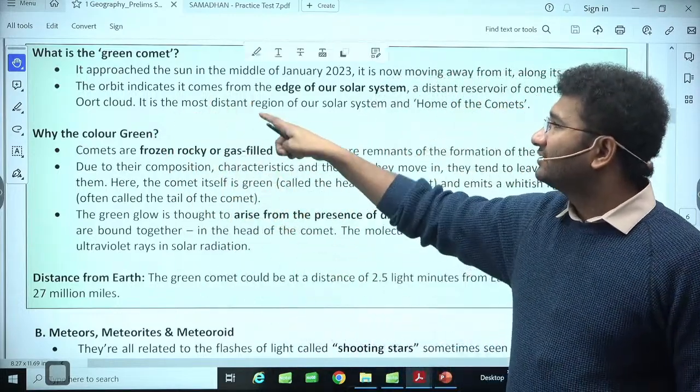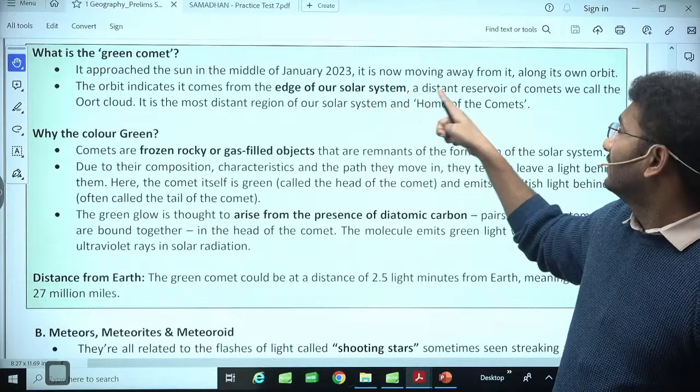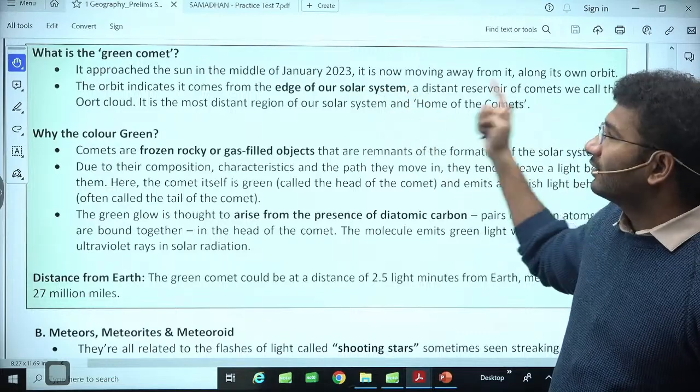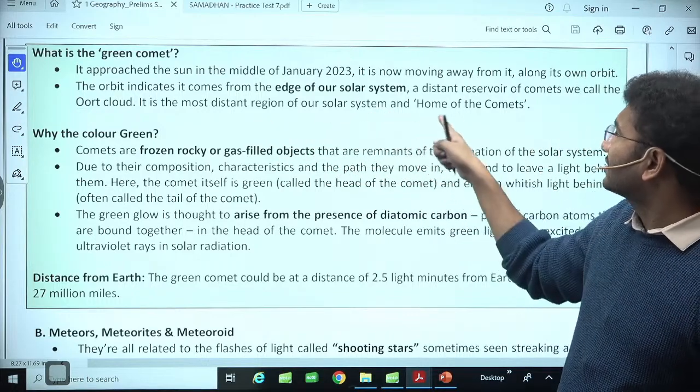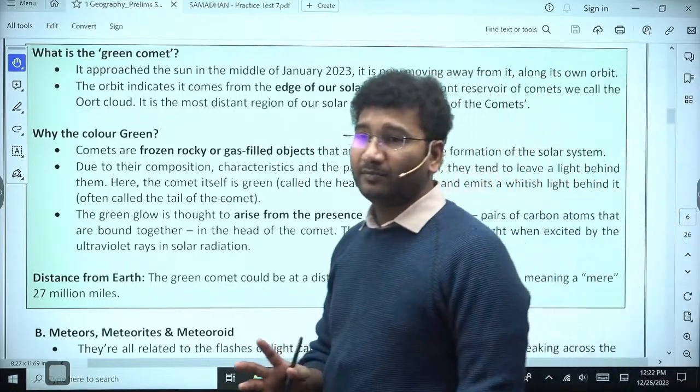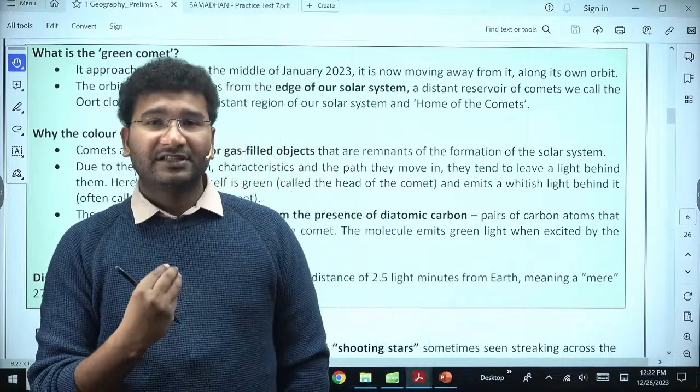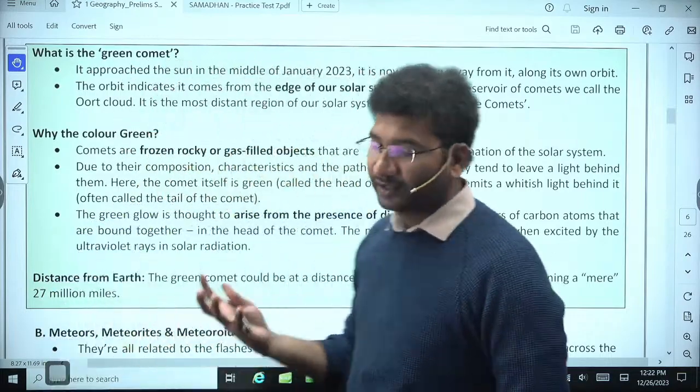The orbit indicates it comes from the edge of our solar system, a distant reservoir of comets. We call that Oort cloud. It is the most distant region of our solar system and home of the comets. मतलब जितने भी सबसे ज़्यादा comets area present होता है, that is your Oort cloud.